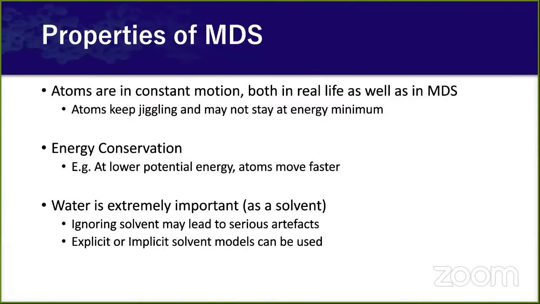So they may not actually stay at the global energy minima always. They may move away from that and again go to increasing energies depending on how the forces are generated. Energy conservation is definitely followed in MDS as well. As we know, the law of conservation of energy is universal. So here also the conservation is applied through the exchange of potential and kinetic energy. At lower potential energy, atoms would move faster, having larger kinetic energy, and vice versa. So the total energy of the system will be kept constant.